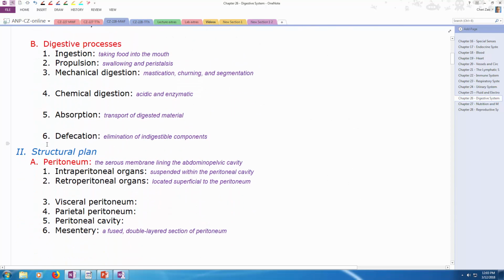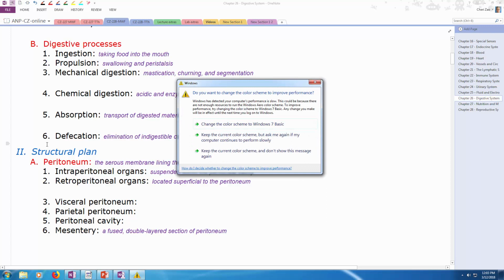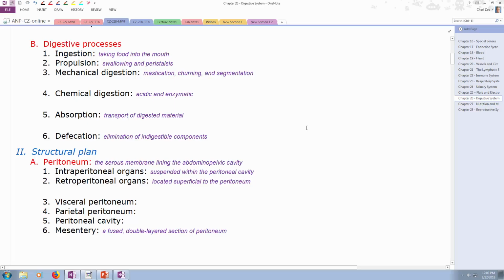We're going to go over some of these digestive processes, some in more detail than others. Ingestion, the taking in of food into the mouth or oral cavity. Propulsion, swallowing, and peristalsis. Mechanical digestion, we have several processes where we take large foodstuffs and break them physically into smaller foodstuffs, and that's with mastication, which is in the oral cavity, churning, which is in the stomach, and segmentation, which is in the small intestine.